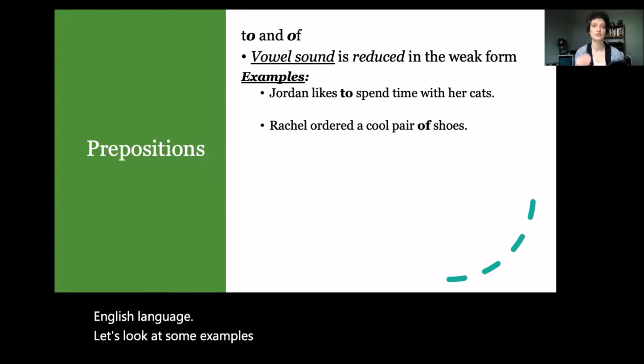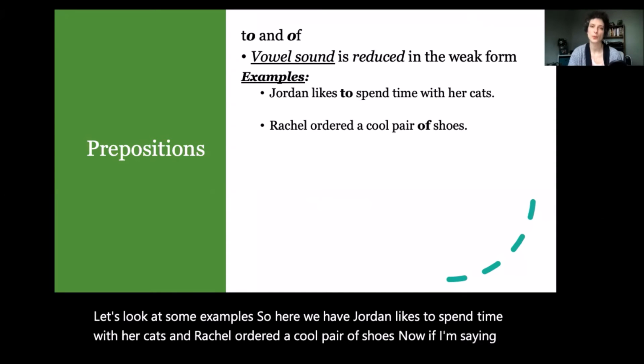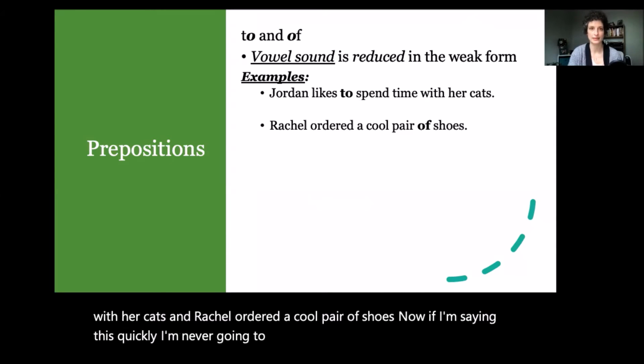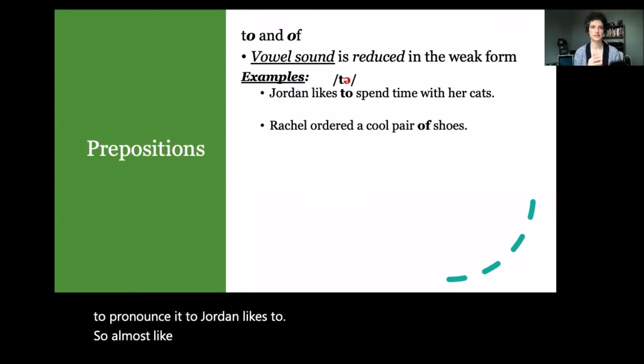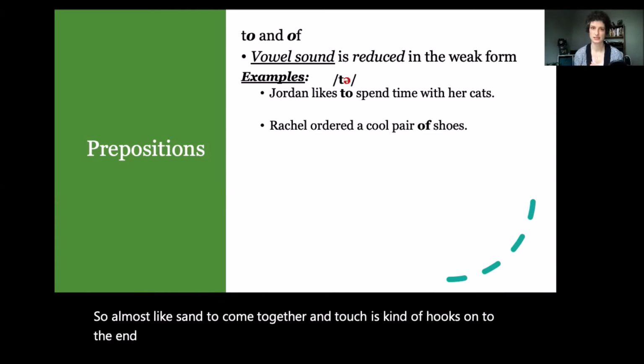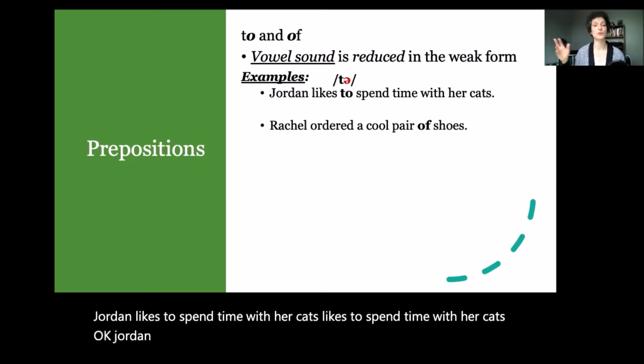So here we have Jordan likes to spend time with her cats, and Rachel ordered a cool pair of shoes. Now, if I'm saying this quickly, I'm never going to pronounce to like that. I'm going to pronounce it to. Jordan likes to. So almost likes and to come together, and to just kind of hooks on to the end of likes. Likes to. Jordan likes to spend time with her cats.